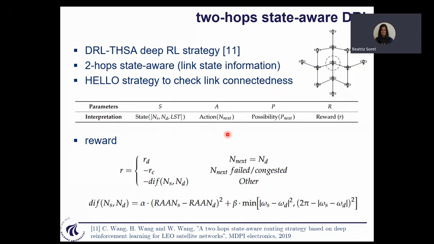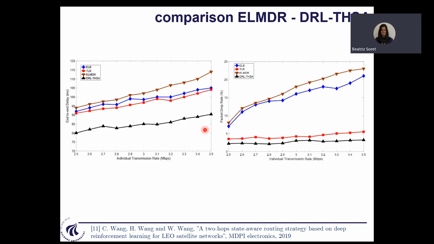Yeah, and I'm not going into the details because it's very late. But yes, they have this deep reinforcement learning with some rewards depending on the orbital parameters and the rest of information. And they show actually in this paper that they can perform much better than the previous paper, which could be this ELMDR. So the brown one, they perform much better both in delay and drop rate. That's what they show.